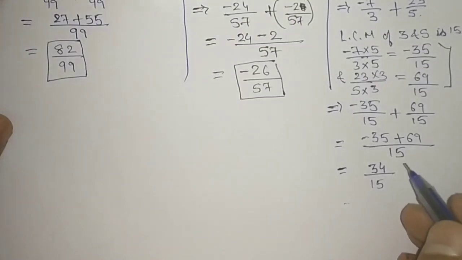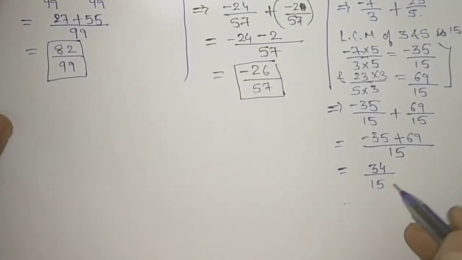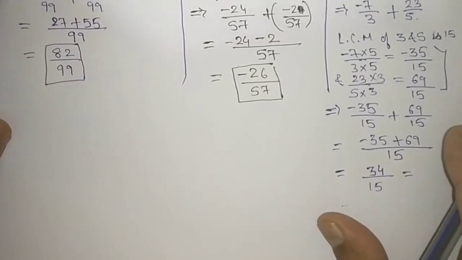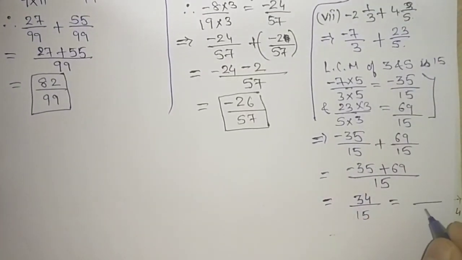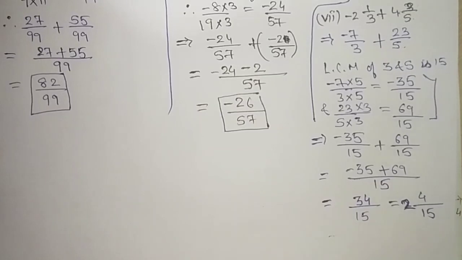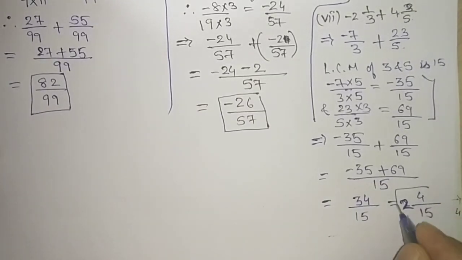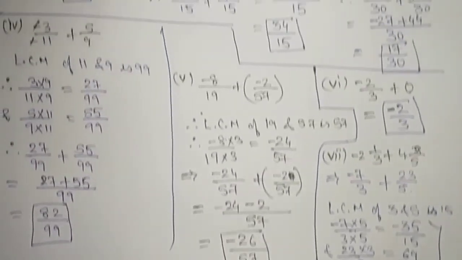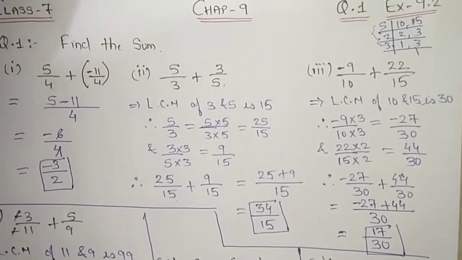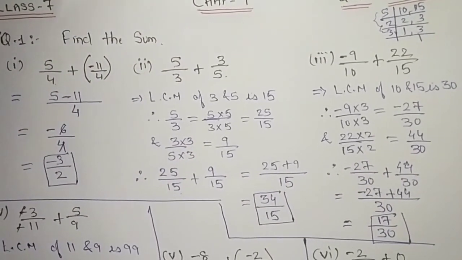And plus 34 by 15 we can write as a mixed fraction, because the number was in mixed fraction. So we will write it as a mixed fraction: 15 2s are 30 plus 4, that is 2 integer 4 by 15, which will be our answer. So this is how you add two rational numbers. Hope you have understood this question.